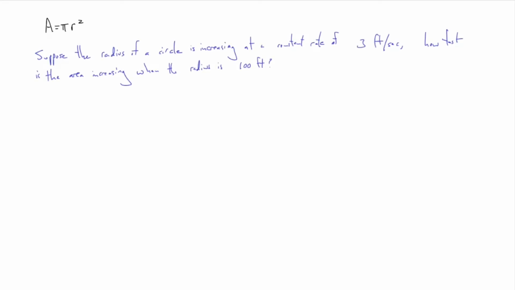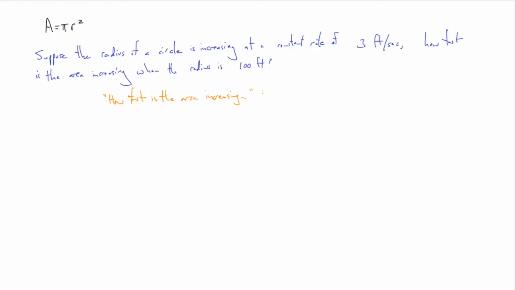Let's get very specific. Here is a typical example of a related rates problem. It says, suppose the radius of a circle is increasing at a constant rate of 3 feet per second. How fast is the area increasing when the radius is 100 feet? And let's see if we can dissect what this problem is telling us and asking us.